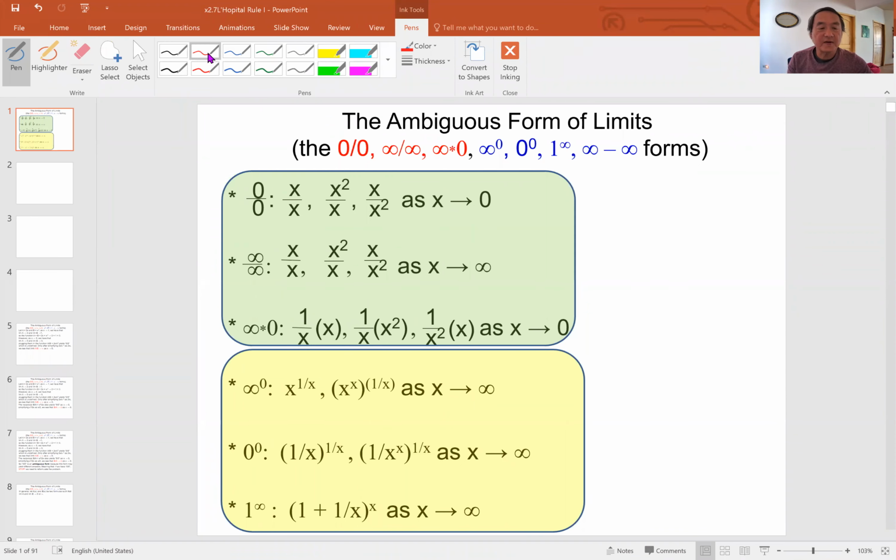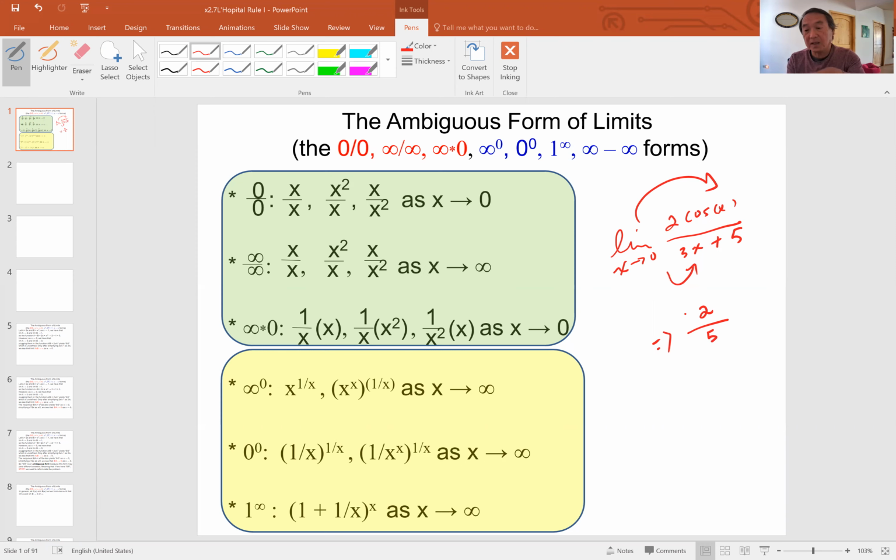We have previously, for limits, if we have elementary functions, simple ones, like the limit as x goes to 0 of 2 cosine x divided by 3x plus 5. If you can plug it in, cosine 0 is 1, so I get 2 on top, and on the bottom I get 5. Then the limit would be 2/5. So if I can plug in, I get a concrete number for elementary functions, and that will be the limit.